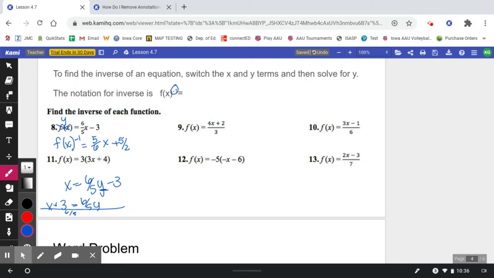On number 2, my original is y equals (4x plus 2) over 3. So I'm going to change that to x equals (4y plus 2) over 3. First thing is times both sides by 3. Subtract 2 from both sides. And divide everything by 4. So f of x to the -1 power is 3/4 x minus 1/2.